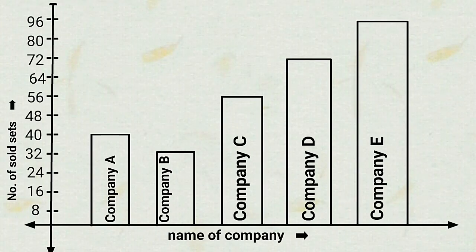So here you can see how to draw a bar graph. Here you can see vertically we have represented the scale. 1 unit is equal to 8, 16, 24, 32, 40, 48, 56, 64, 72, 80 and 96. Now you know the company A represents 40 number of sets sold, company B represents 32, company C represents 56, company D represents 72 and company E represents 96 number of sold sets.